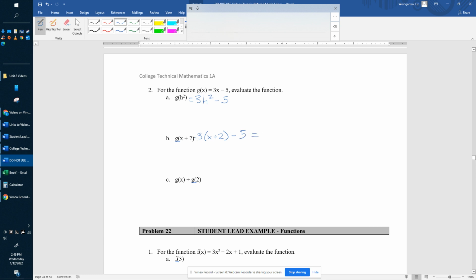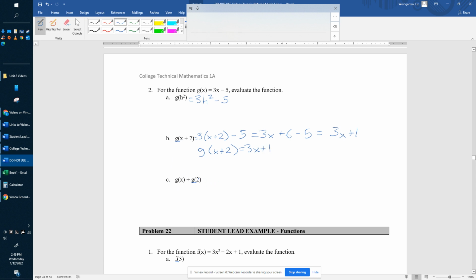We'll distribute because we want to simplify this as much as possible. 3x plus 6 minus 5, and we get 3x plus 1. So, just to be clear, g of x plus 2 in our simplest version is 3x plus 1.